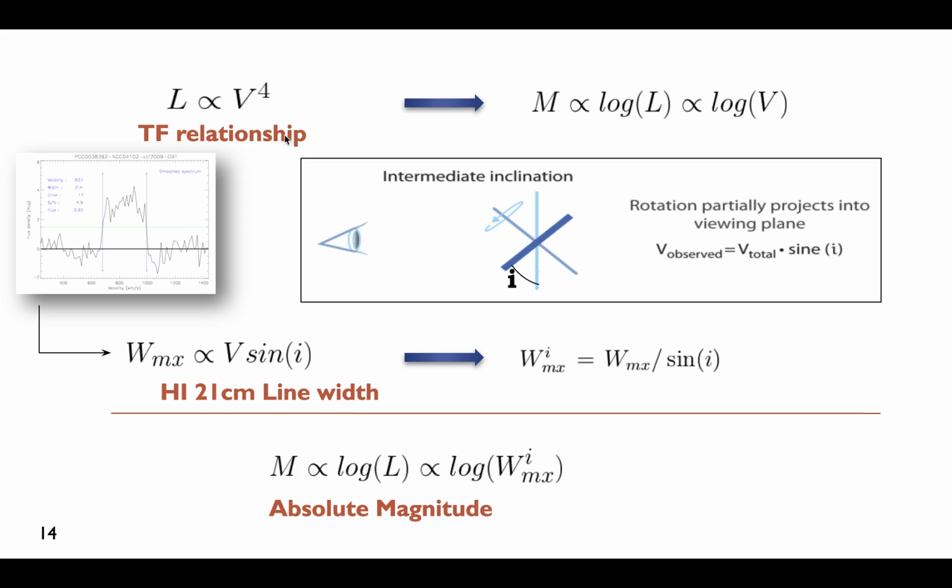So basically, the TF relationship works as follows. We know that the luminosity or the mass of galaxies is proportional to the velocity to the power of 4 or 3. If you take the logarithm of both sides, luminosity becomes absolute magnitude, and here we have the logarithm of velocity. But in order to measure velocity, we need to have a proxy, and our proxy here is atomic hydrogen clouds, which are emitting at 21 centimeter. And what we observe here is basically the rotation velocity of these spiral galaxies that is projected on the plane of observation.